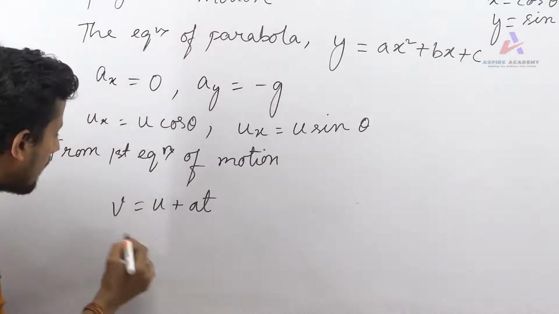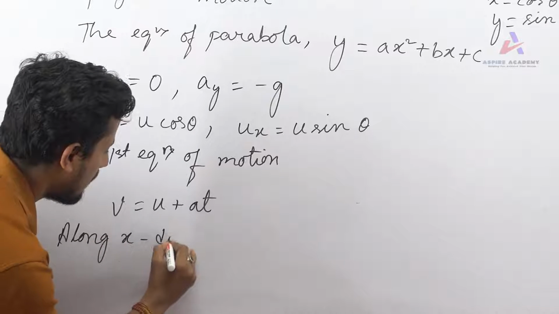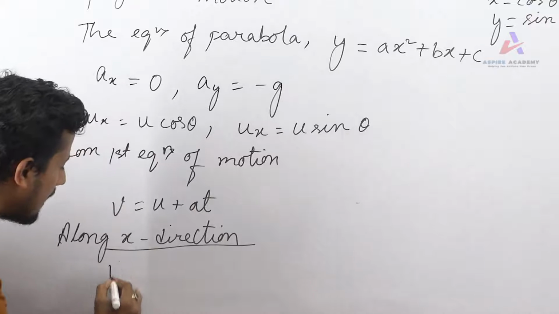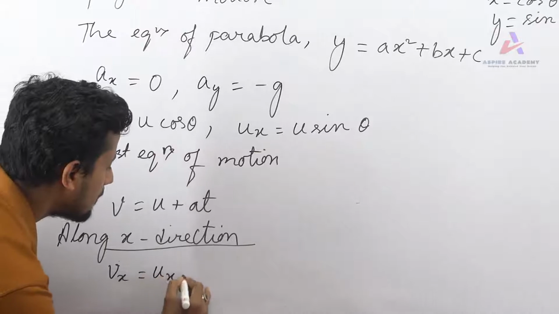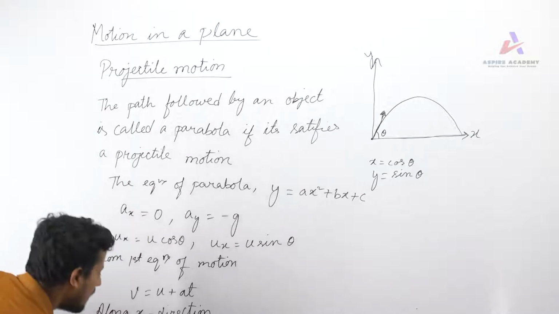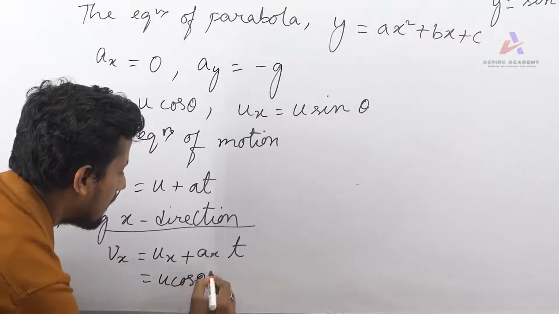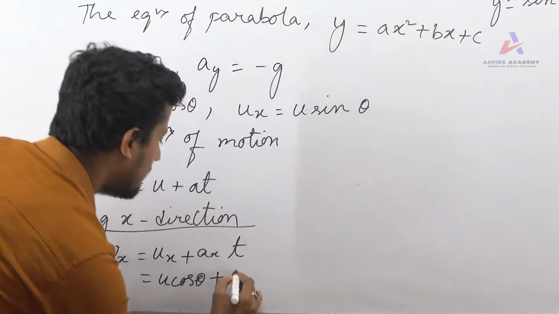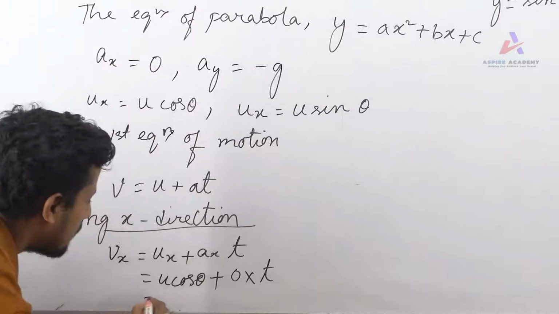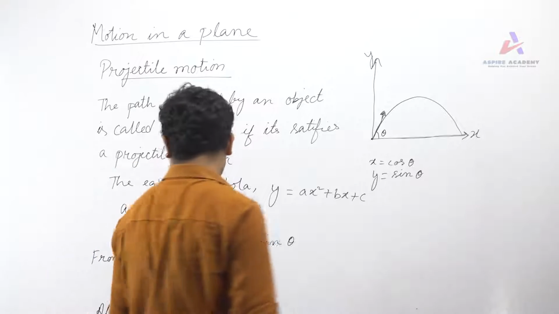So along the x direction, what would be the velocity? We can write it as vx equals ux plus ax t. Now, what is ux? u cos theta. What is ax? 0. And we know that 0 into anything is 0. So u cos theta is the velocity along the x direction.